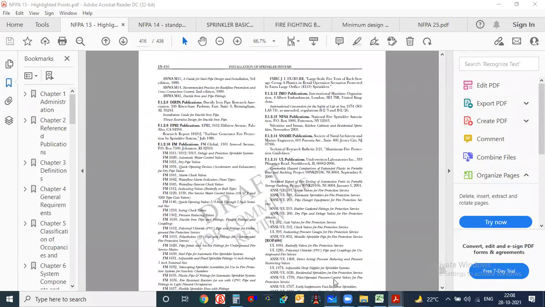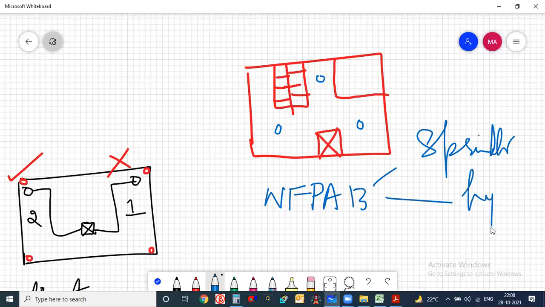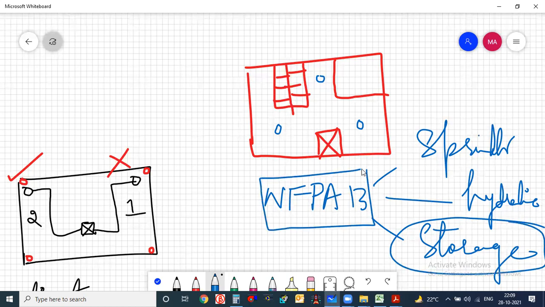Okay, so mostly NFPA 13 is used for sprinklers. Some information about sprinklers is given, and the hydraulic calculation method is also given, like all the formulas, calculation steps, and what tables we have to follow. And one section is given for the storage type of building, which we will see later. So this is something about NFPA 13.